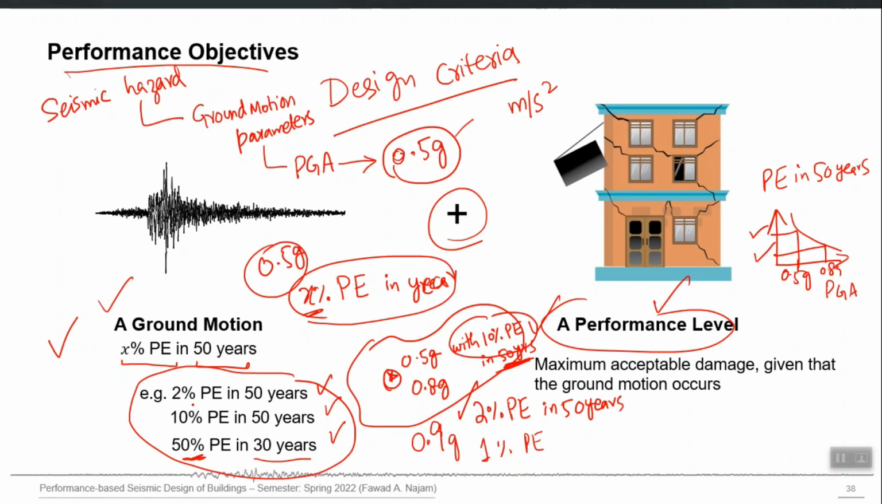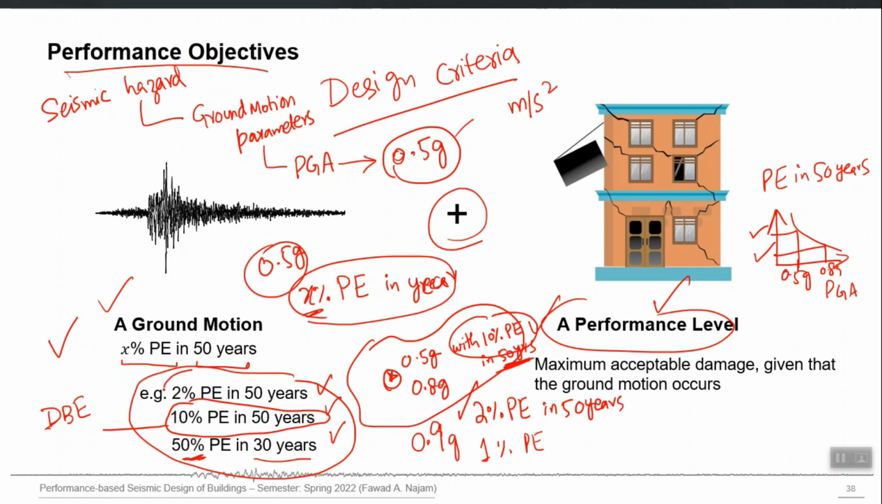This one, 10% probability of exceedance in 50 years, this middle one, is called the design basis earthquake for buildings, DBE. I will go into more detail in the next slides. Today is only the introductory class. So this middle one is called the DBE level, design basis earthquake. As the name indicates, this is the level which is generally used for the design of buildings, right.